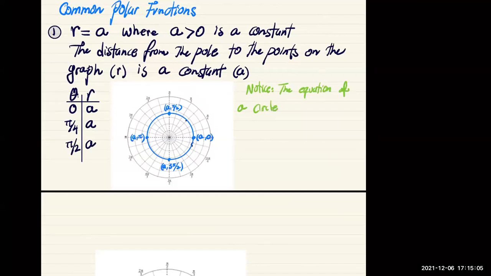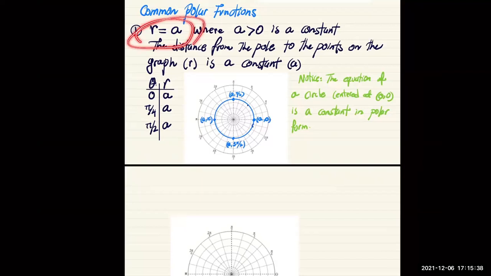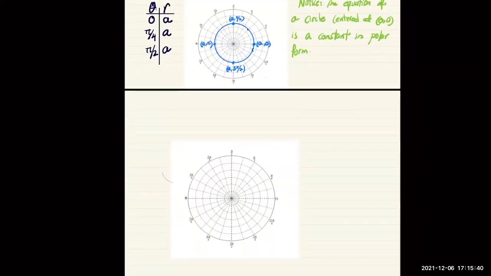So again, the circle centered at origin is a constant in polar form. We like constants. To prove that this is a circle, you could do something else.